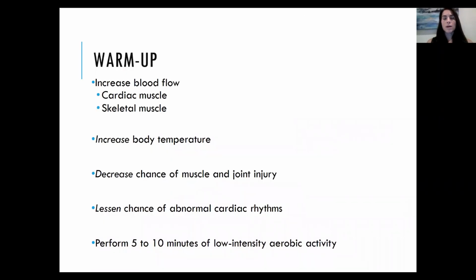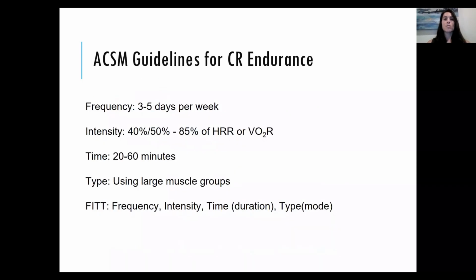So when we think about a warm-up, there's multiple components we need to include. We're warming up because we want to increase blood flow, like I said, to the cardiovascular muscle as well as the skeletal muscle. We want to increase body temperature. We want to decrease the rate of injury to our muscles and joints, as well as lessen the chance of abnormal cardiac rhythms. And then usually most people will say 5 to 10 minutes of low-intensity aerobic activity will be perfectly fine for a warm-up.